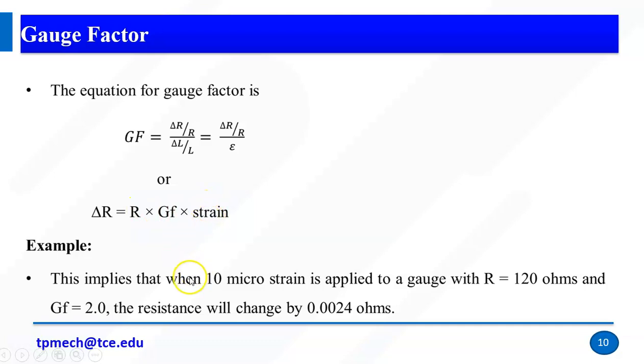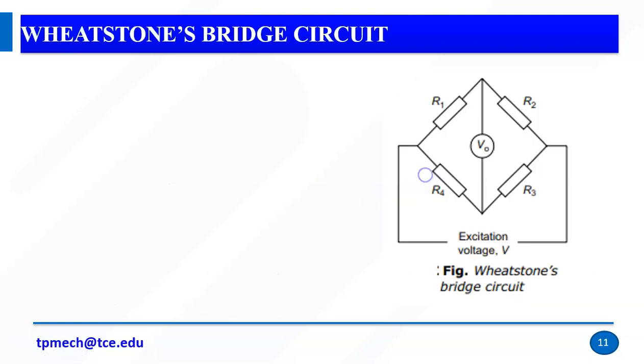So it is generally measured when, say, 10 micron strain is applied. If 10 micron strain is applied and the resistance was 120 and the GF is 2, then the resistance will change by 0.024 ohms. So if the resistance changes by that amount, I can measure strain. With this formula, strain can be measured. This is one of the factors, the gauge factor. So the gauge factor is defined by the manufacturer, right?